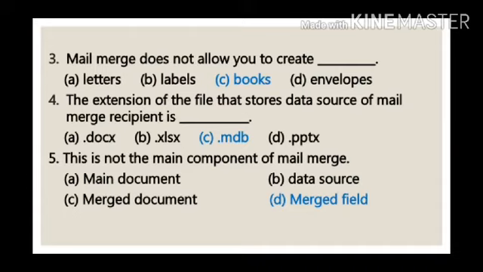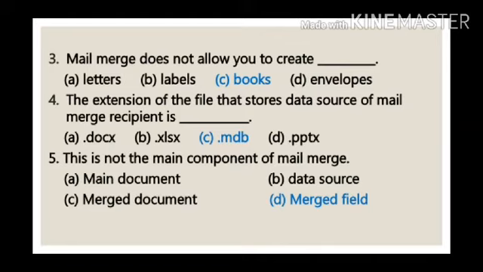Question number 4. The extension of the file that stores data source of mail merge recipient is dash. Your options are A. .docx, B. .xlsx, C. .mdb, and D. .pptx. The correct answer here is option C.